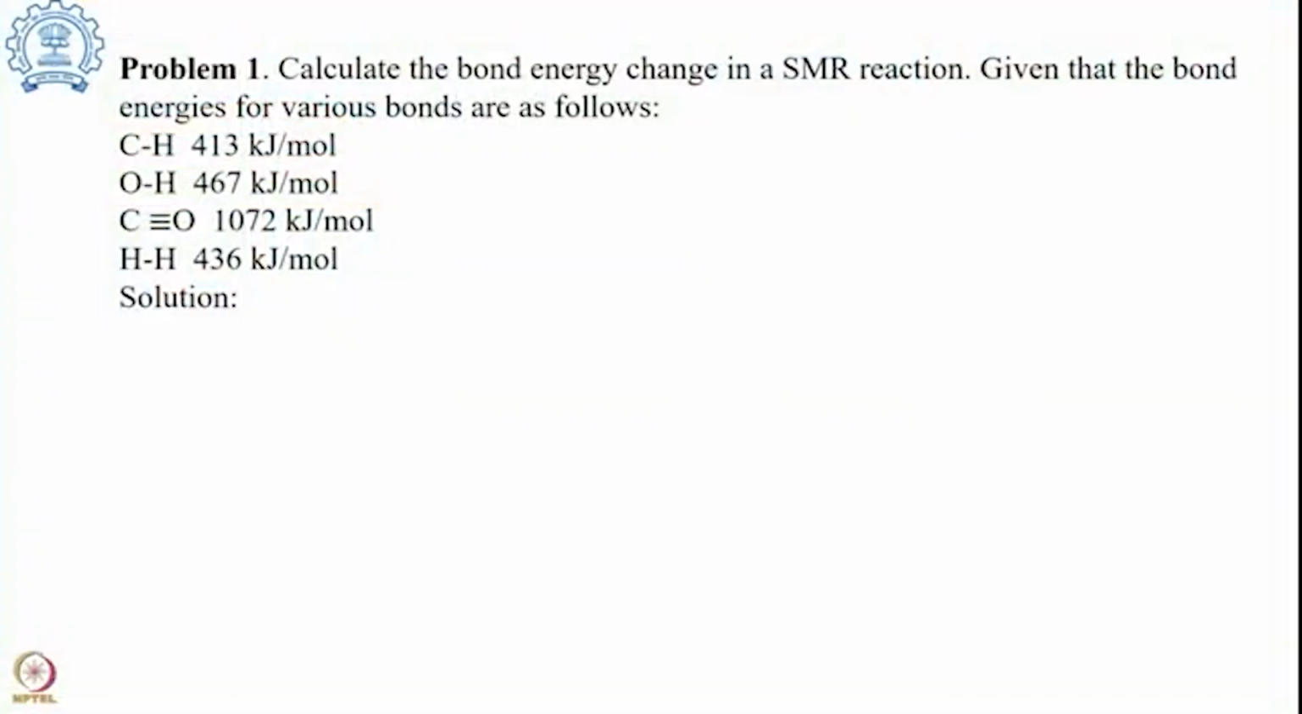This is a very simple problem wherein it is asked to calculate the bond energy change in a steam methane reforming reaction, and the bond energy of various bonds is given in the problem. So, how to solve that? Let us first look at the steam reformation reaction. We know that methane reacts with steam, which is H2O, and then it forms syngas, which is nothing but carbon monoxide and hydrogen.